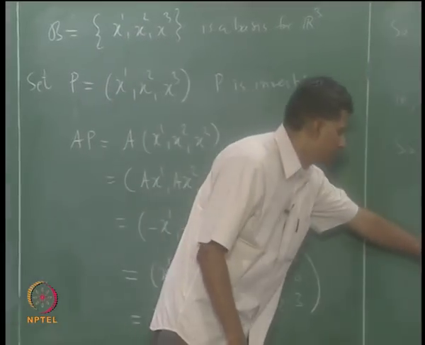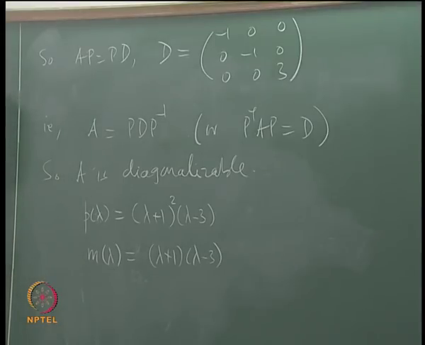You need to verify that m of A equals 0, that is, (A plus I) into (A minus 3I) is 0. Okay. So please verify in this example that the minimal polynomial is this, and observe that the minimal polynomial is a product of distinct linear factors. In this example, the minimal polynomial is a product of distinct linear factors. That is, it does not have (lambda plus 1) whole square or (lambda minus 3) whole square. It is just a product of these two distinct linear factors. Okay, that is the minimal polynomial for this example.